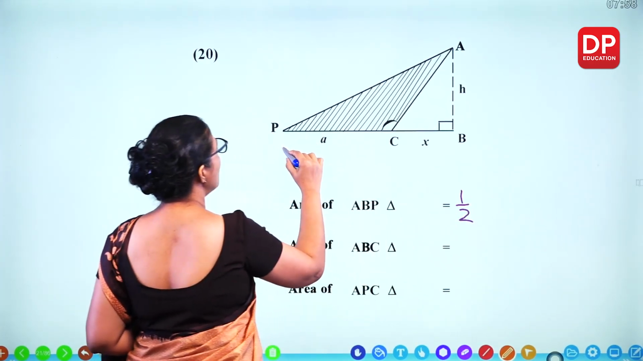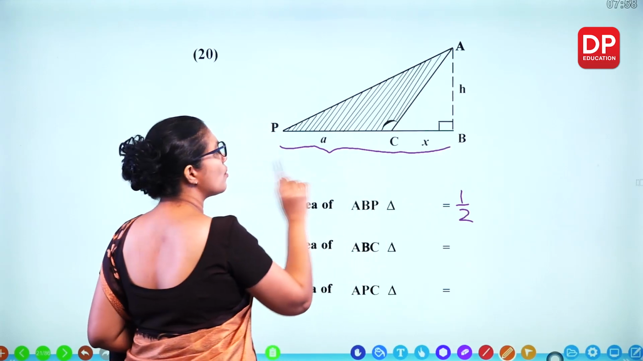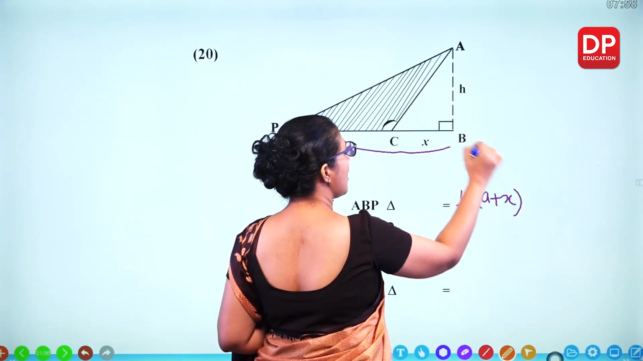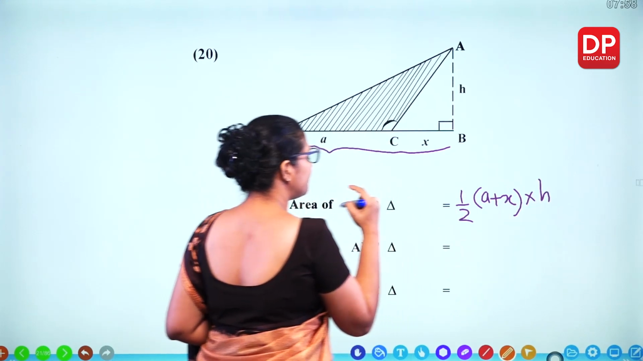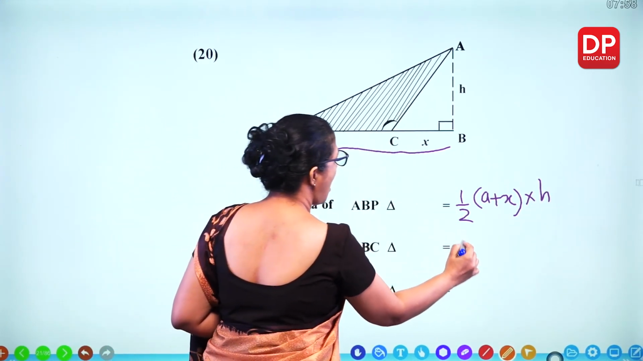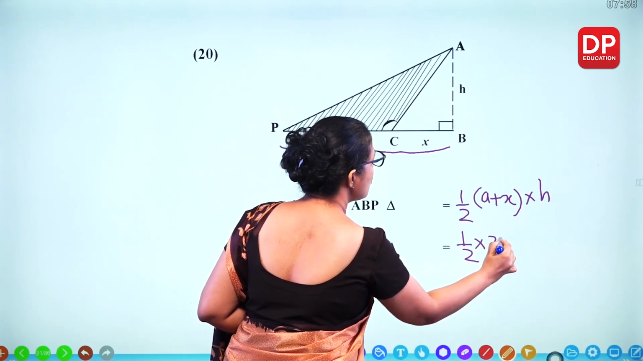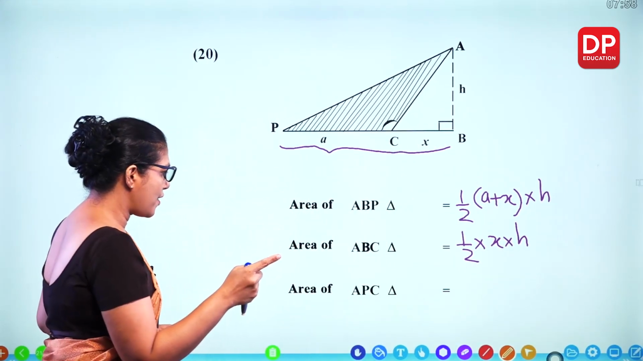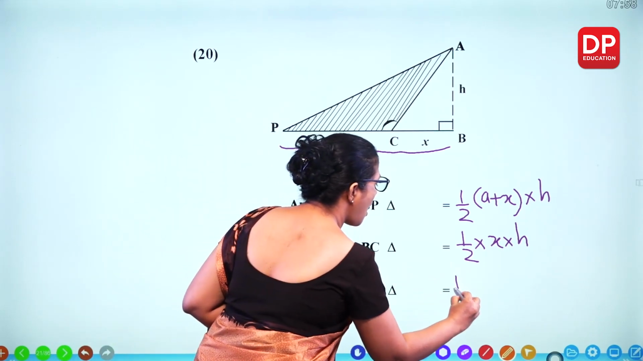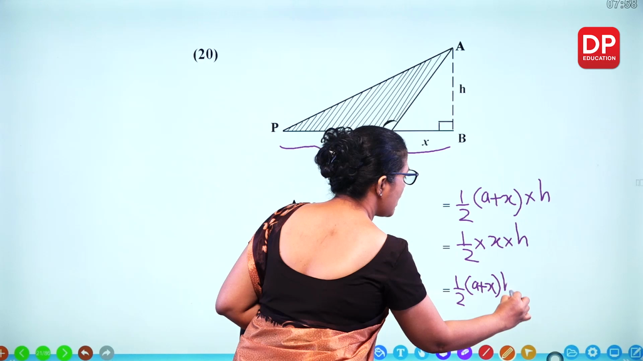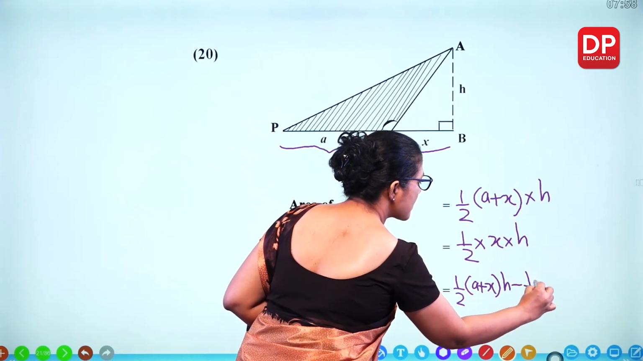Half into, this is the base. What's the total base? A plus x. A plus x, perpendicular height is h. ABC, the small triangle, half into x into h. X is the base. Now when you subtract, what do you get? Half A plus x into h minus half xh.